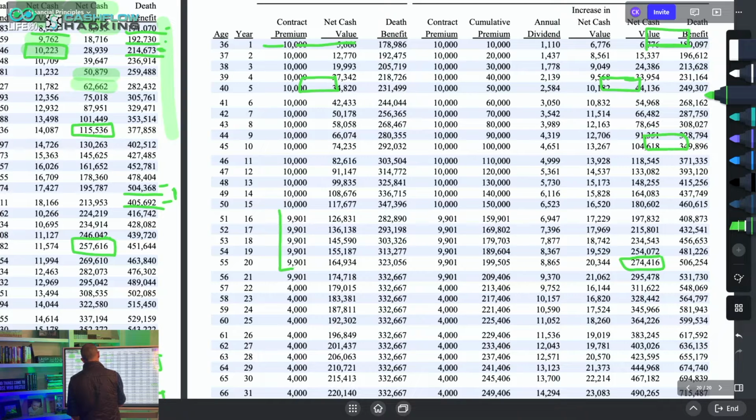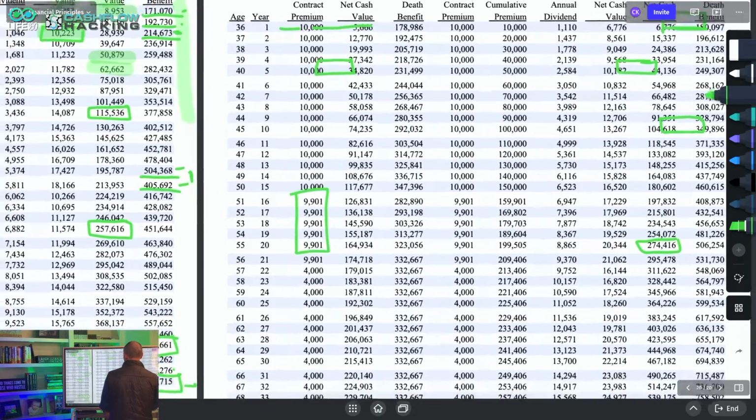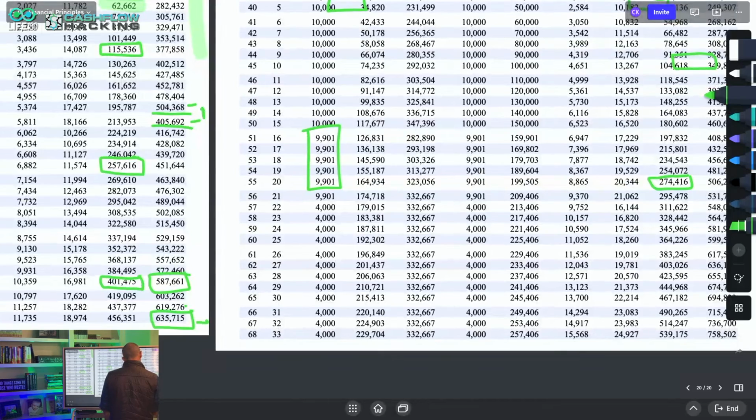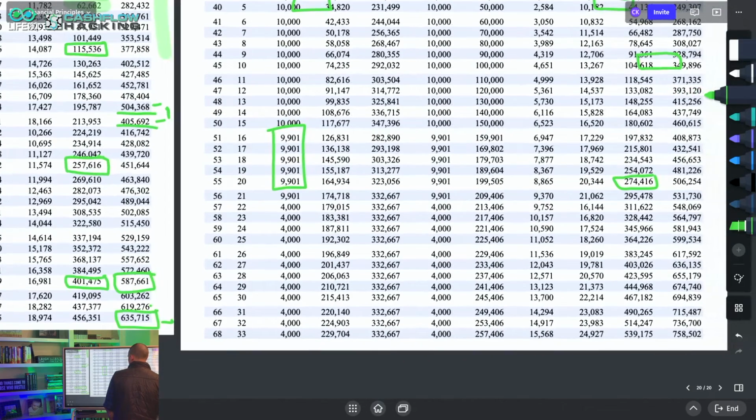Because of the policy, we were able to put a little more money in, and it was going to be pretty close even if we had to reduce the premium. It is what it is. But now look at this. At year 30, when we compare the two, we go from 401 all the way up to 467 and $694,000 of death benefit instead of 587. So that's a significant difference, right?